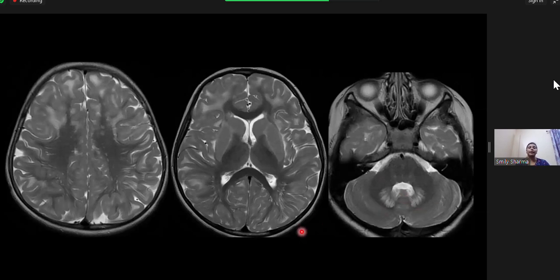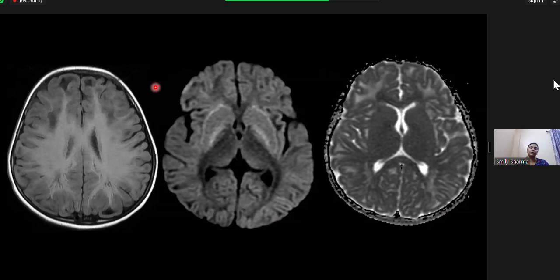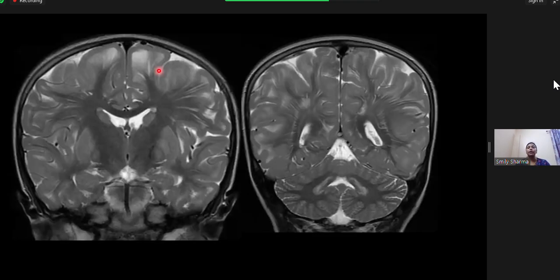This is very typical of L2-hydroxyglutaric aciduria, very correctly answered. And we see some diffusion hyperintensity, but no diffusion restriction, and associated T1 hypointensity, indicating it is a demyelinating disorder. So this is a very characteristic feature of L2-hydroxyglutaric aciduria.